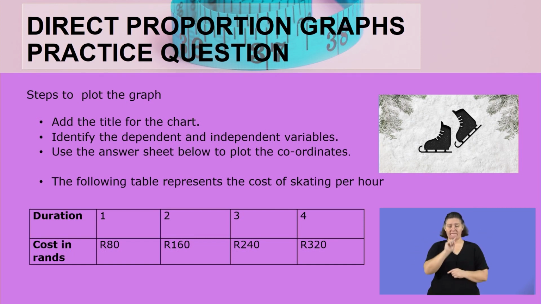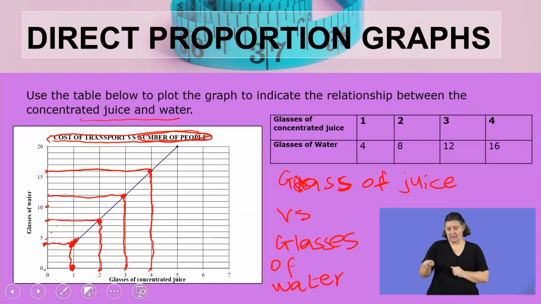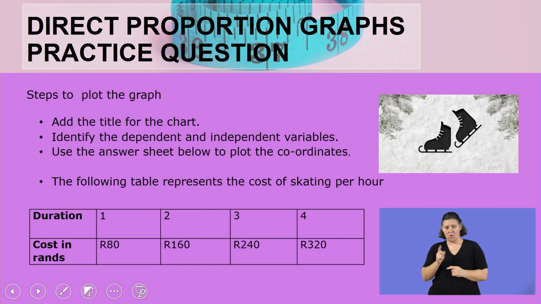From this, if we plot the graph, we say step number 1, you add the title of the chart. We did that. You identify the dependent and the independent variable. If we go back to check, we said this is the dependent, water. The independent is the concentrated juice. And then we continue. You use the answer sheet, you plot the coordinate. So once more, we can do the same with this context of skating that we've already done.